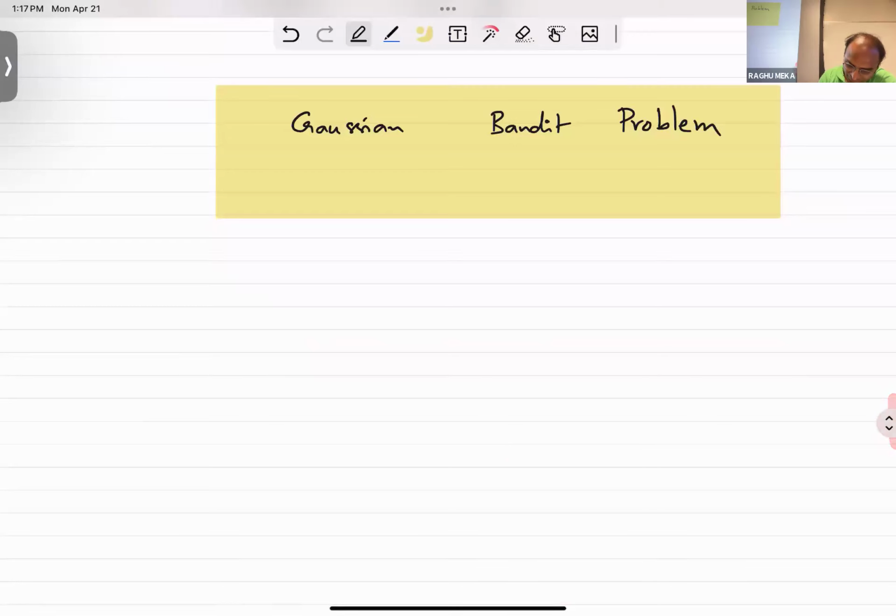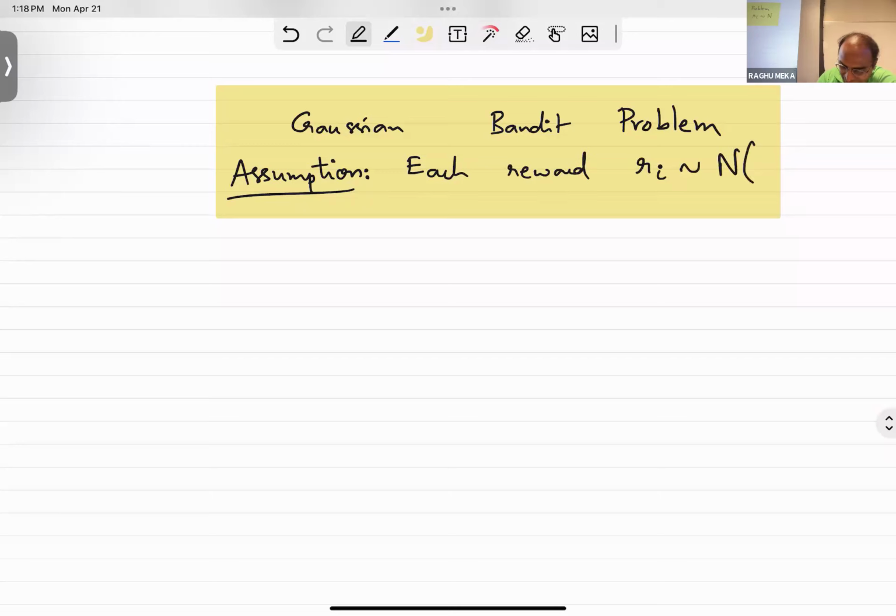So the assumption is that each reward R_i is sampled from some Gaussian distribution with mean mu_i and variance 1. Okay. You can also change the variance. I'm simplifying it so that we can understand the algorithm. And when you don't have this variance assumption, you can tweak it to general variances.